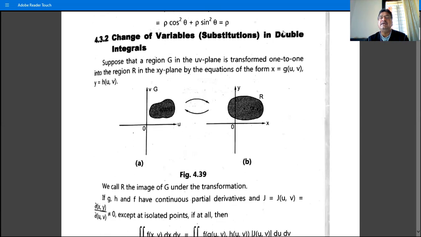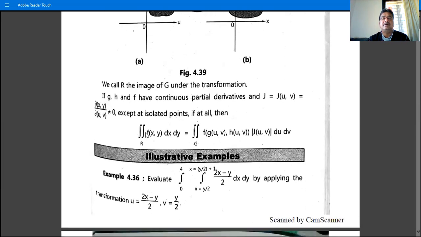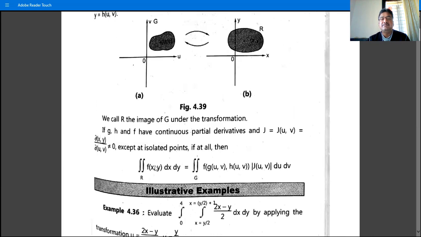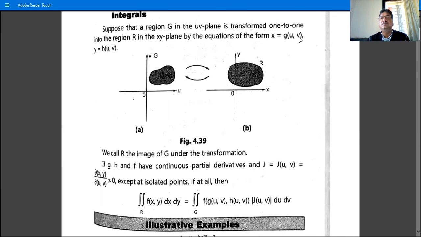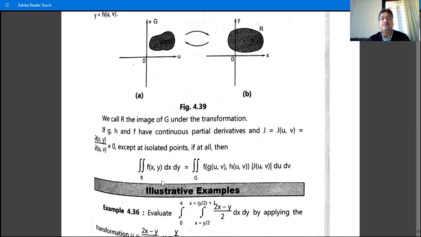Then change of variable in double integration. So this is the theorem that if I have to change the variable in the double integration of f(x, y) dx dy, suppose x is a function of u and v, g(u, v), and y is h(u, v). Then replace x and y in terms of u and v in that function, and this dx dy is replaced by mod J(u, v). What is mod J(u, v)? That is J, that is ∂(x, y)/∂(u, v), into du dv.